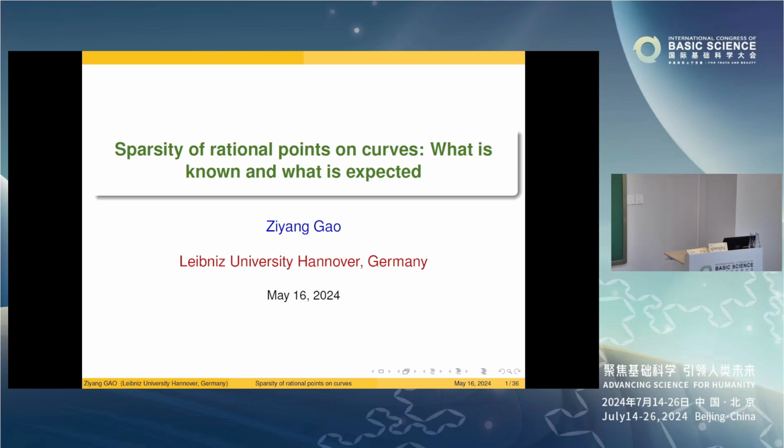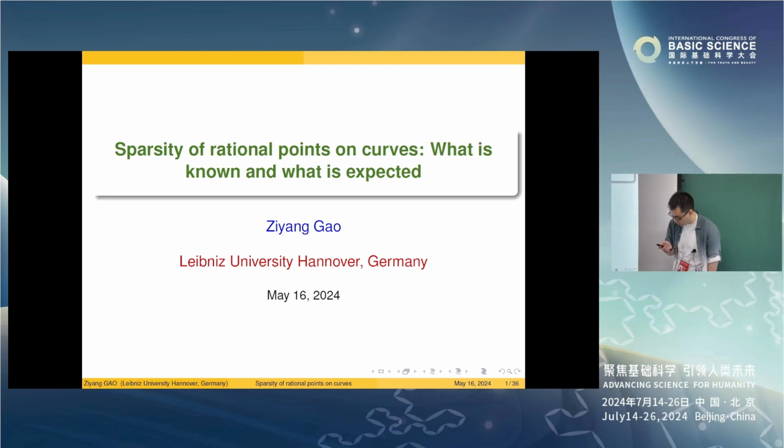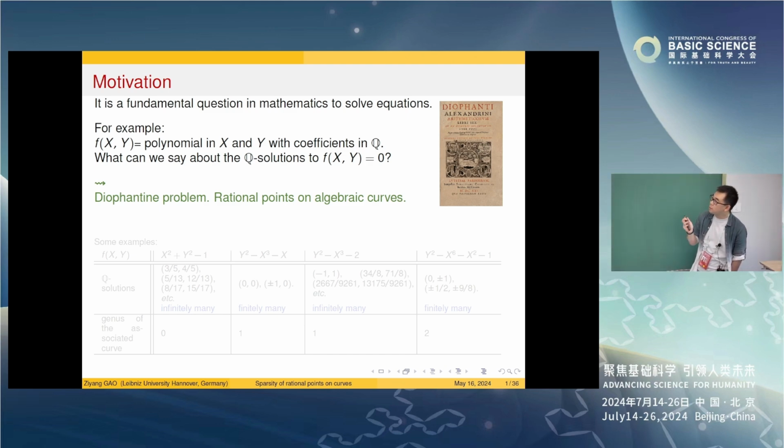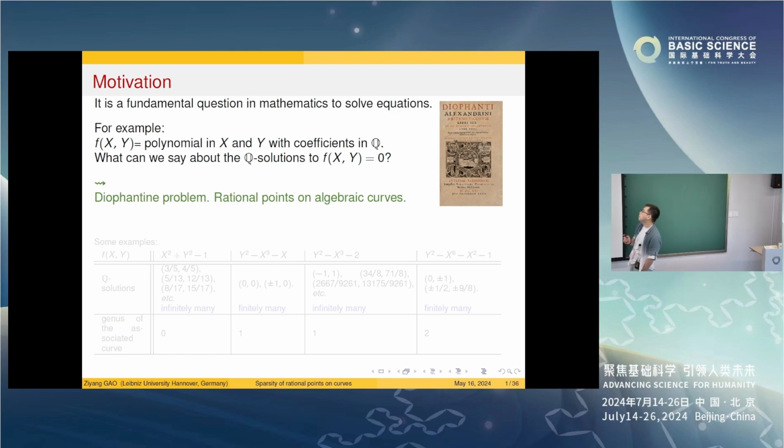So today I will talk about sparsity of rational points on curves, and I'll list some known results and some open questions in the end. First of all, it's a fundamental question in math to solve equations, and here is the object that I will talk about in my talk. It's a polynomial in two variables with coefficients in Q. And the question here is, what can we say about the Q solutions to this polynomial in two variables?